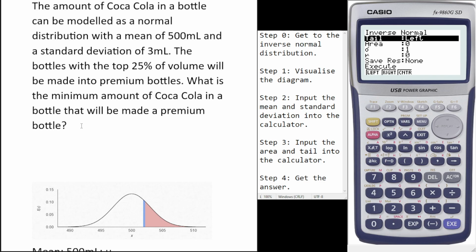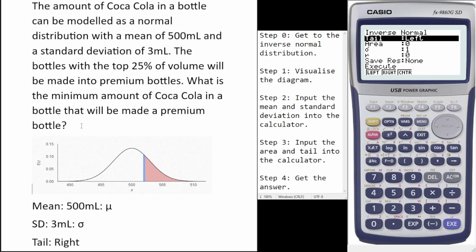That's good. Now we need to put some basic numbers into the calculator, which were given from the start of the question right here. So the mean of 500 and standard deviation of 3 ml. We see that the mean is 500 ml, which is mu. So we put in 500 here for the mu, and then SD, which is sigma, is 3 ml. So we put in 3 in here.